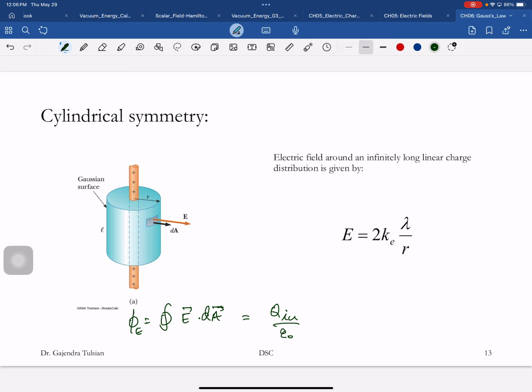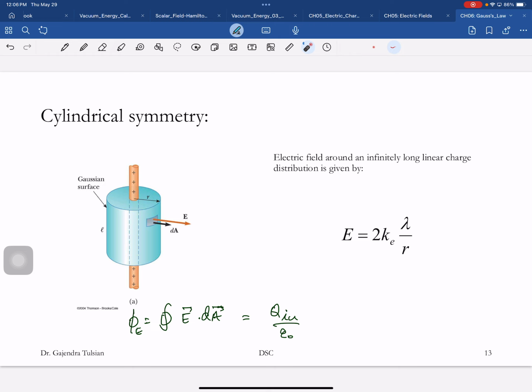Remember I told you we do this surface integral only for very symmetric situations where we really don't have to actually do the surface integral. So this cylinder is concentric with that. From the symmetry of the argument, if there is an electric field, it should point perpendicular to the line. If this cylinder is concentric with that, the magnitude of this will be equal everywhere.